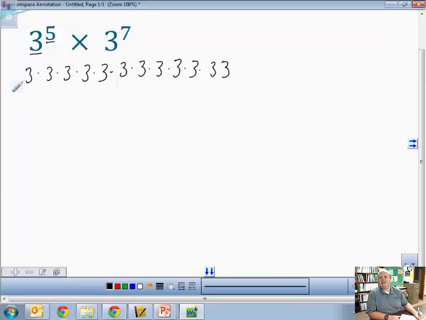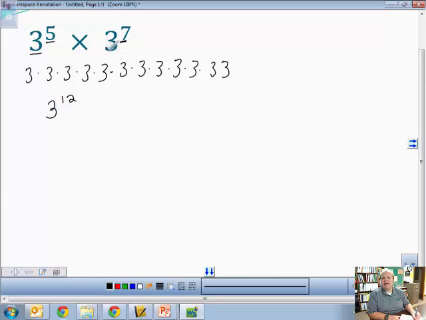Now if I look at this, I have 3 still as my base, right? But now look, I have 1, 2, 3, 4, 5, 6, 7, 8, 9, 10, 11, 12. So my exponent now is to the 12th. Now, I expanded this out so I could show it to you. But basically, if my base is the same, all I have to do is add my exponents. Because 7 plus 5 is 12.